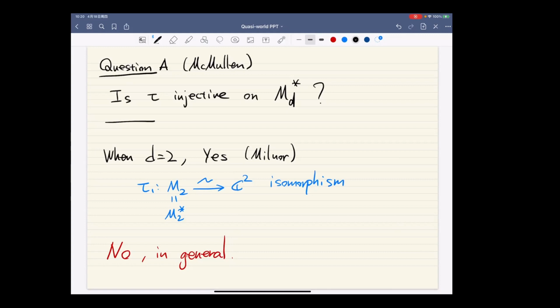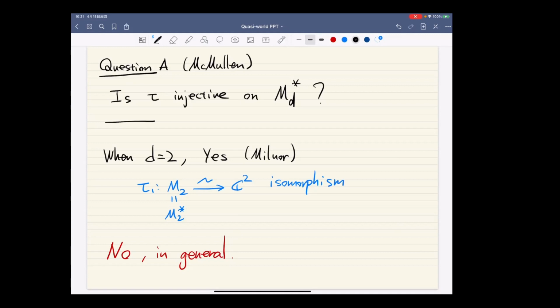Okay, if the degree equals 2, the answer is yes, and this is proved by Milnor. And the proof is very easy because you only need to look at the multipliers of fixed points. So this gives you a map from M_2 to C^2, and Milnor shows that this map is an isomorphism.